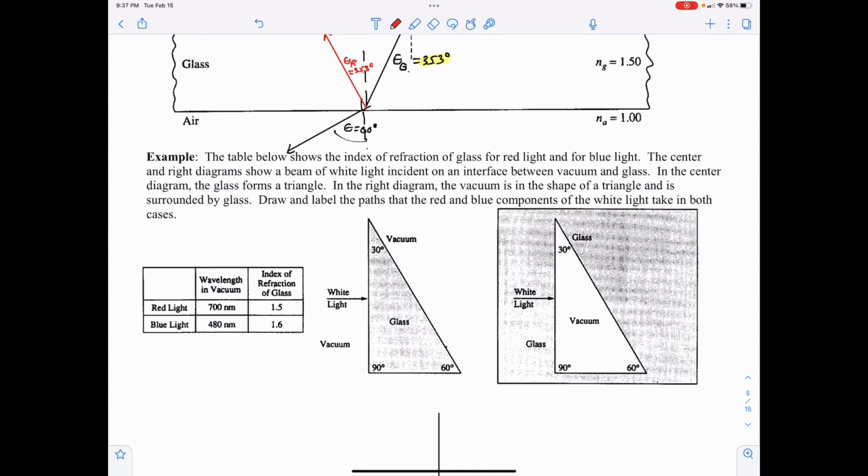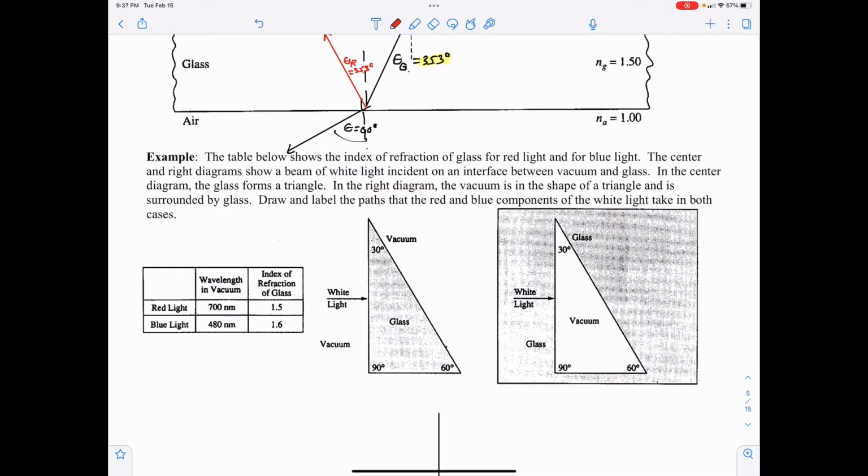Example. The table below shows the index of refraction for glass for red light and for blue light. The center of the diagram shows a beam of white light incident on an interface between the vacuum and glass. In the center of the diagrams, the glass forms a triangle. In the right diagram, the vacuum is in the shape of the triangle and it is surrounded by glass.